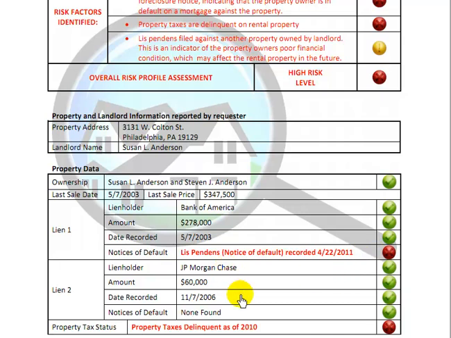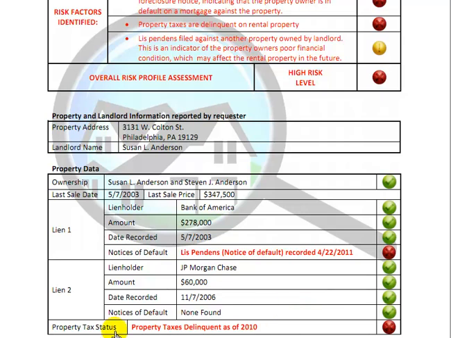We'll see here there's a second lien on the property, J.P. Morgan Chase, for $60,000. That was taken out a few years after they bought the house, probably a home equity line of credit. And there aren't any notices of default against this. There are no problems with this second lien. In fact, they may not even owe any money on this lien. They may simply have a line of credit that they haven't drawn on.